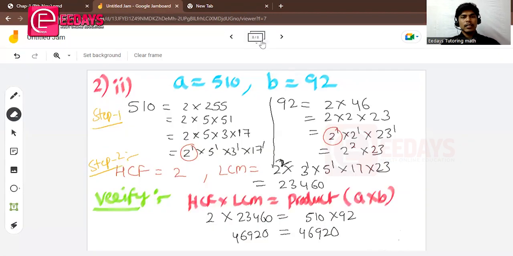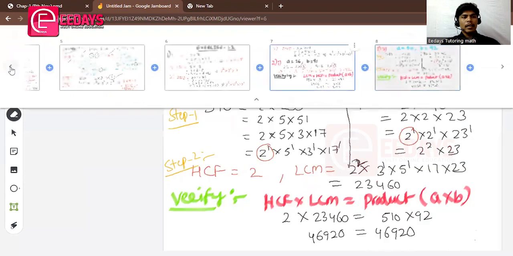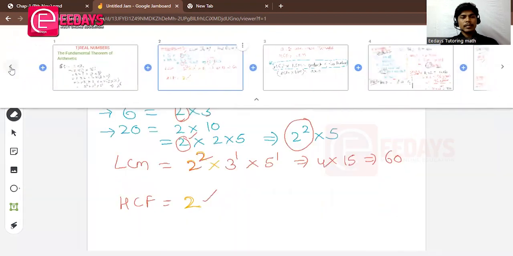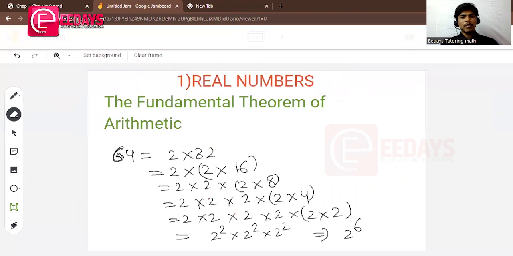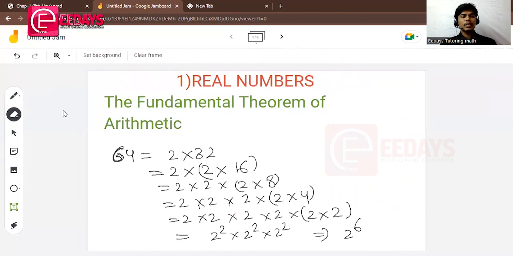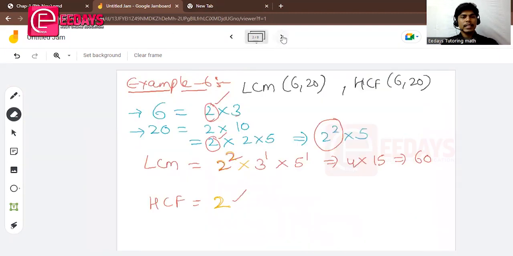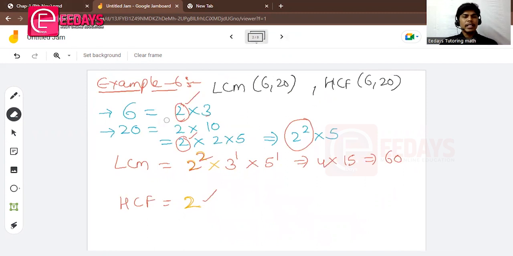Where we started here: in this session, we started the fundamentals of arithmetic. The fundamental theorem of arithmetic says any natural number can be written in the form of a product of prime numbers, like 2 and 2 into 3. So we just convert like this. And the next thing is finding LCM and HCF.